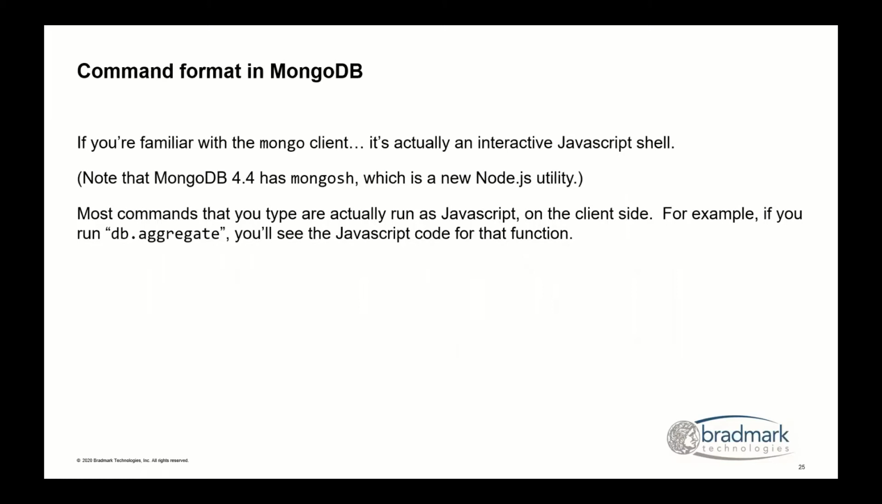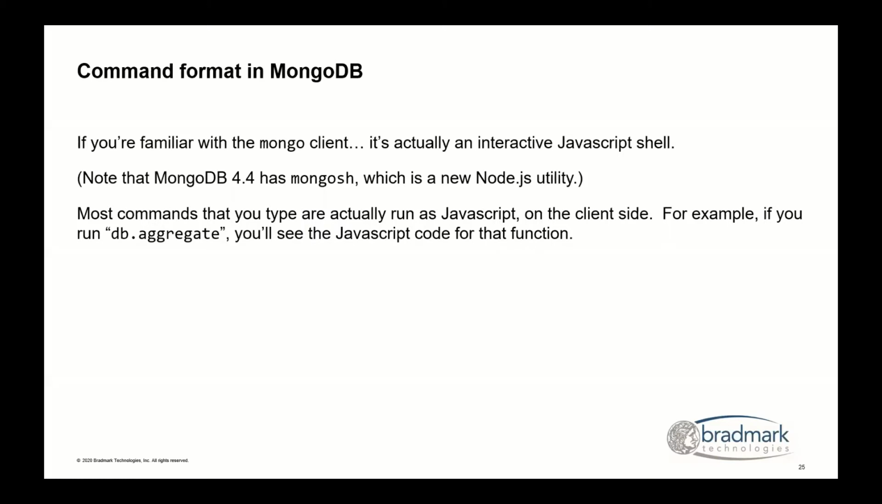Now, if you're familiar with the Mongo client, it's actually an interactive JavaScript shell, and that has some implications for monitoring. When I'm talking about the Mongo client, I'm talking about the traditional Mongo client. In 4.4, they have a new mongosh, which is a Node.js utility. Some things are still applicable, but I'm talking about the Mongo client here. When you're running commands in the Mongo client, you're usually running JavaScript. So when you run something there, it could be running completely in the Mongo client and not actually running on the server component, which makes things a little difficult if you're trying to look at something; it may not be completely obvious.